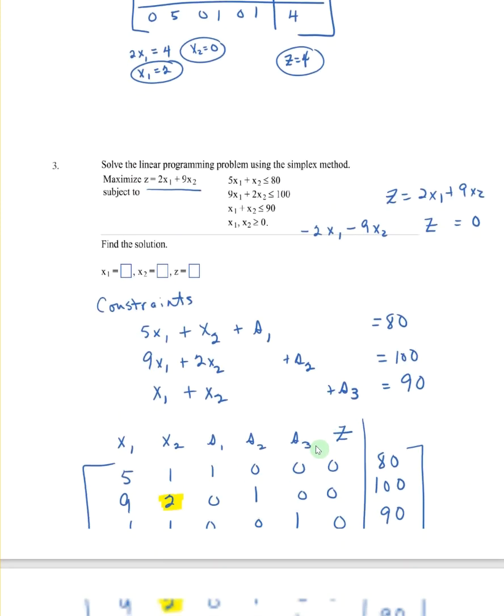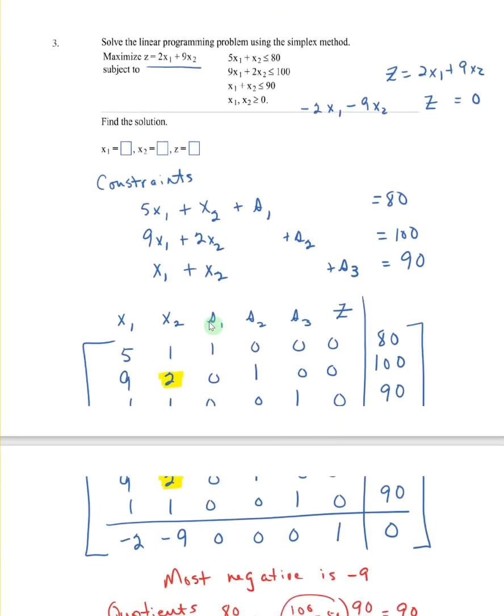So same idea, same process. Now number 3, let's look at number 3, that we have to build this one. All right, so the directions say solve the linear programming problem using the simplex method. They've given it to us in constraints, not in a tableau, so we have to create the tableau. So here's our Z line, here's our constraints, and we have to find the solution.